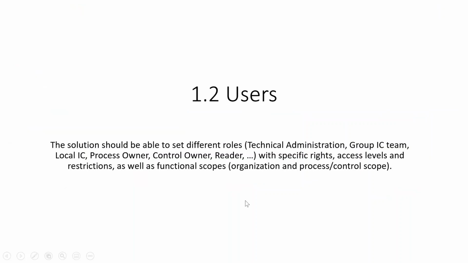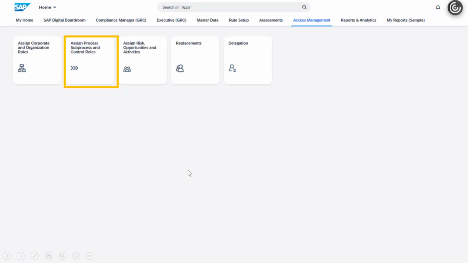In terms of users, you can define different roles within the application with different scope. Here you see the role related to organization. Here you see the role related to process and control. And here you see the roles related to risk, opportunities, and activities. So let's have a look at the second tile here.